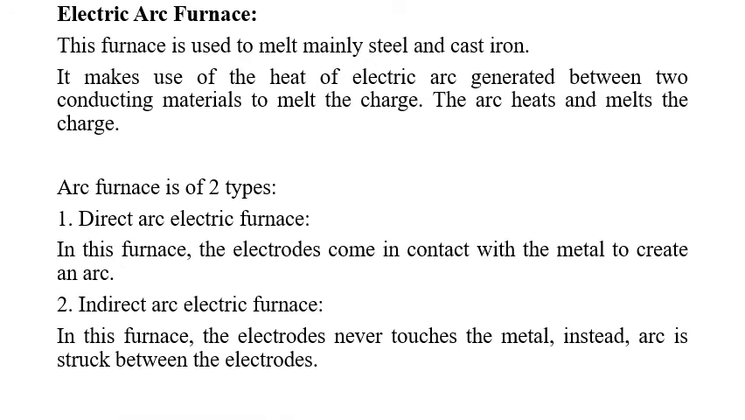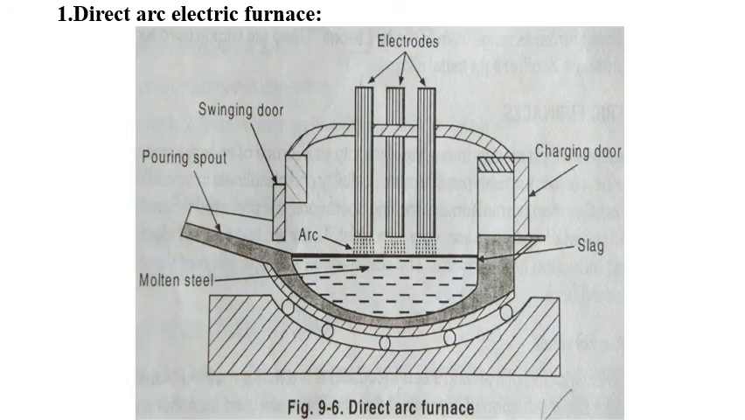In the direct electric arc furnace, the electrodes come in contact with the metal to create the arc between the metal and the electrode. The indirect arc furnace never touches the metal. Instead, the arc is struck between two carbon electrodes. You can see the first one, the direct electric arc furnace. There are three electrodes, 1, 2, 3, moving up and down, and you can set them at the required height. The arc is developed here, and the metal is converted from solid state to liquid state.